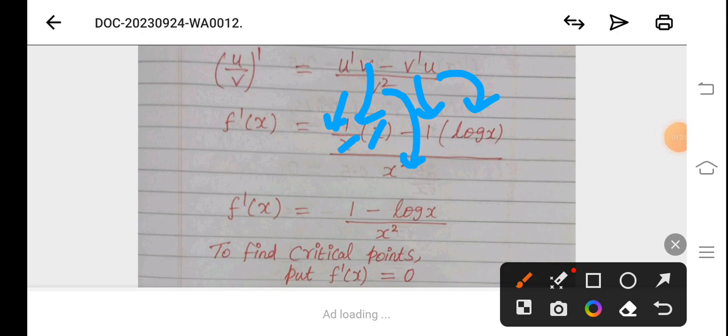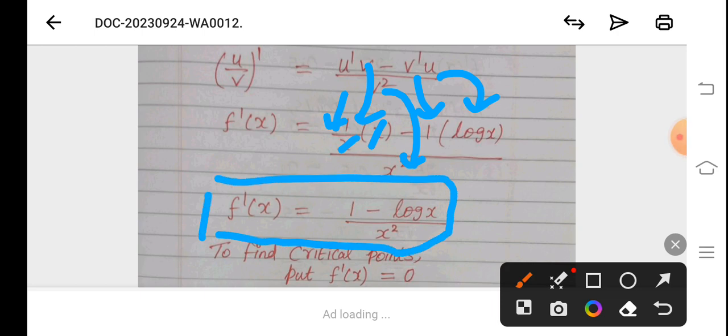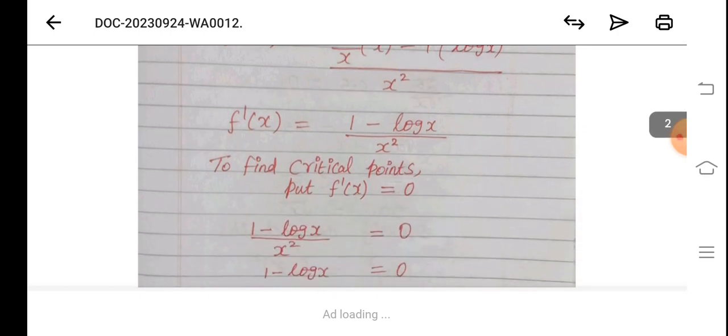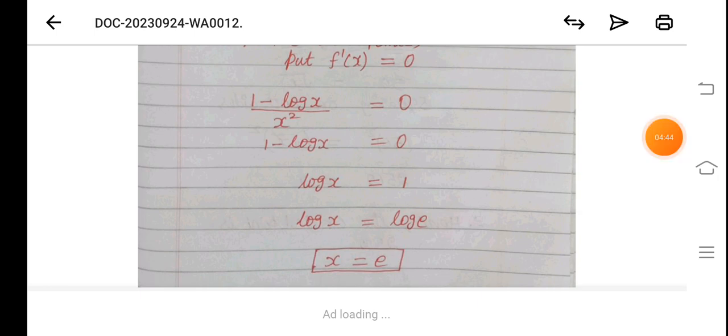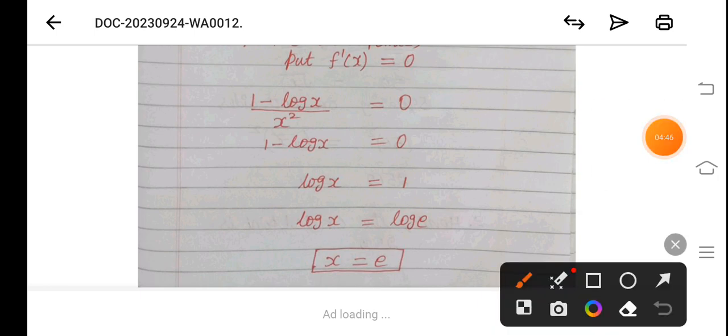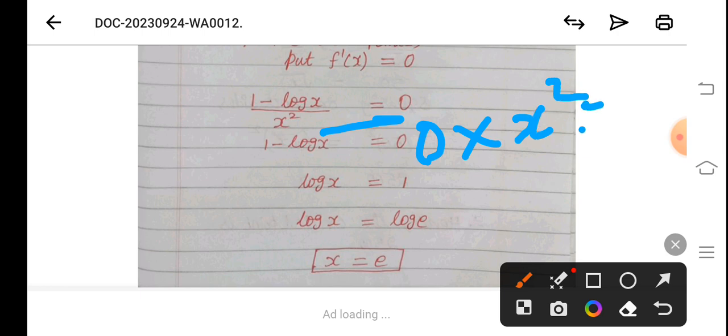Now f dash of x equals 1 minus log x divided by x square. To find the critical points, we have to put f dash of x equals 0. So we are equating f dash of x: 1 minus log x by x square equals 0. Easy. The division by x square goes to the other side as multiplication, children, and 0 into x square is 0.